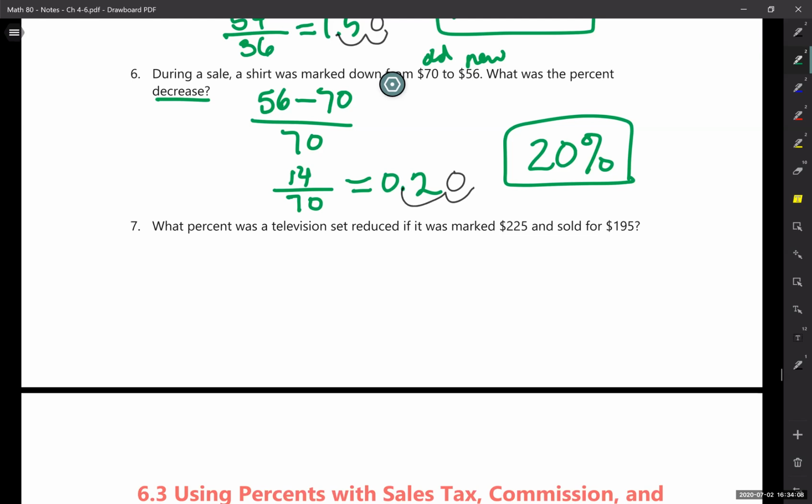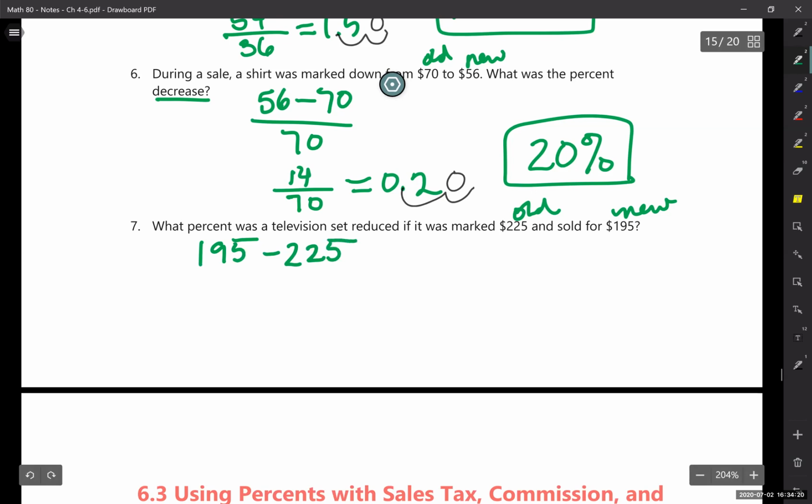Okay, so it was marked this price, so that's the old price, and then this is the new sales price. So I have $195 minus $225 all over that original television price of $225. By doing this subtraction on top, we're just trying to figure out how much money it was marked down. It was $225, now it's $195. So in other words, that's $30 off of the original price.